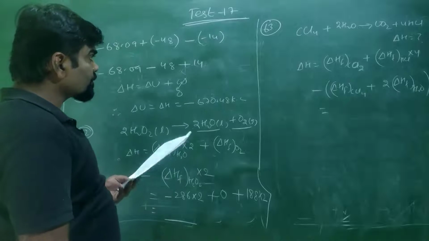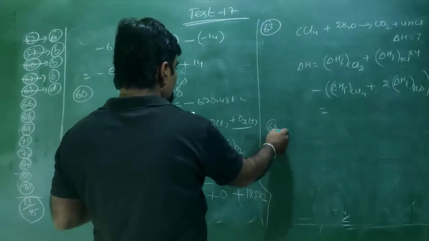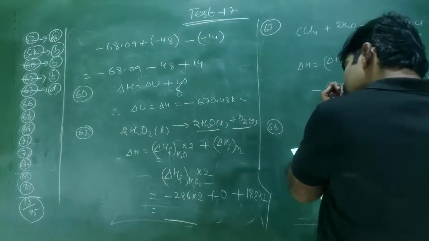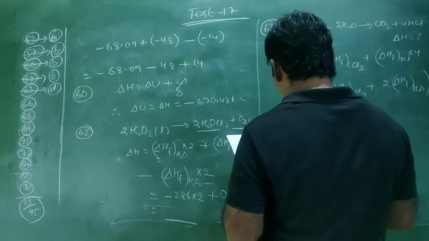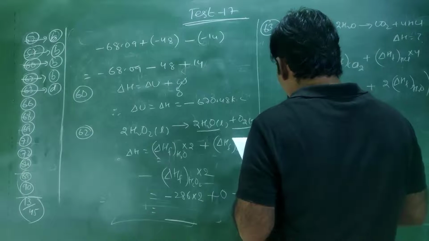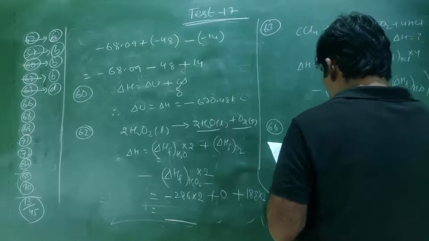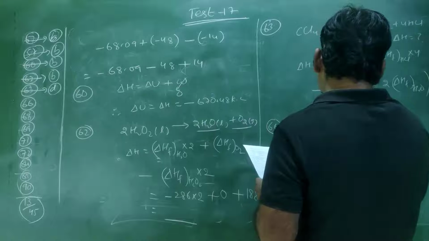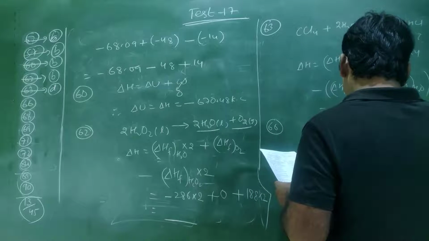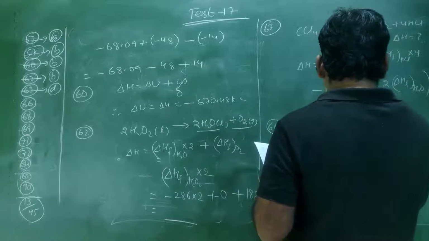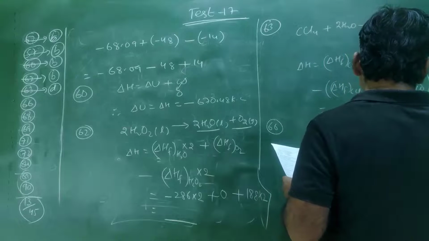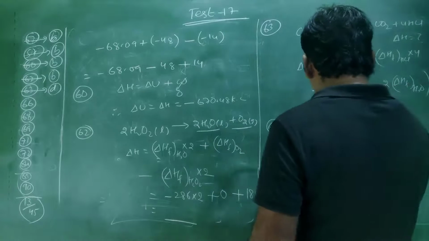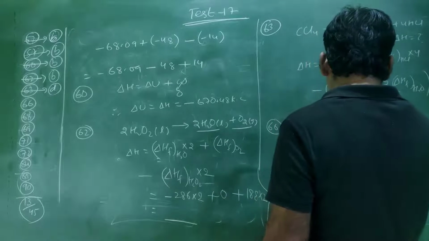Question number 66. Enthalpy of combustion of cyclohexane, cyclohexene and hydrogen are given. The heat of hydrogenation of cyclohexene: cyclohexene plus hydrogen gives rise to cyclohexane. This is the equation. For this particular reaction, you need to calculate delta H, which is what?